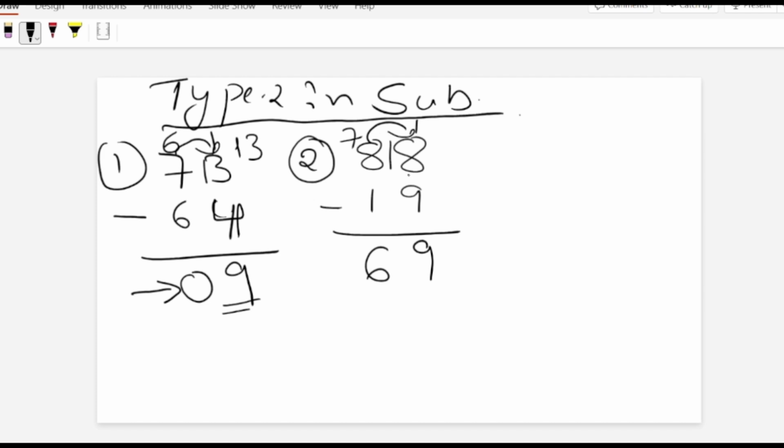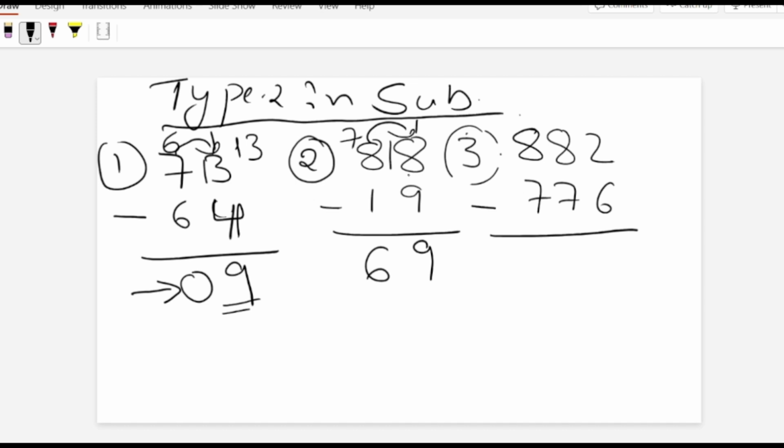That much is enough. Okay. I think you have the two-digit numbers. Let's go to three-digit. Three-digit number. Take any number. Okay, let's take 882 minus 776. Okay. Here also the same. Here 2, here 6. 2 is a small number, 6 is a big number. So don't worry. I'll teach you.